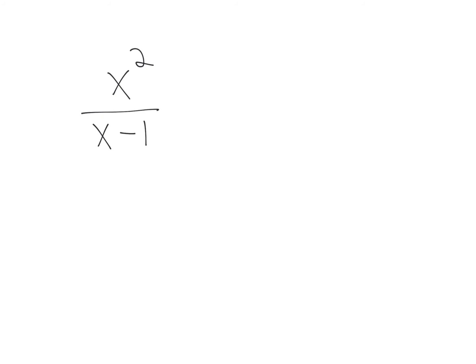So one thing I want you to notice is this is a top-heavy function, which means a top-heavy rational function because the degree of the numerator is bigger than the degree of the denominator. So this tells me there's no HA, there's an oblique asymptote. So let's find that. Let's take care of that. And this is something from pre-calc.